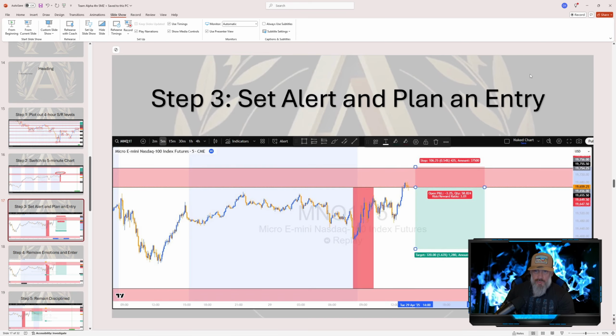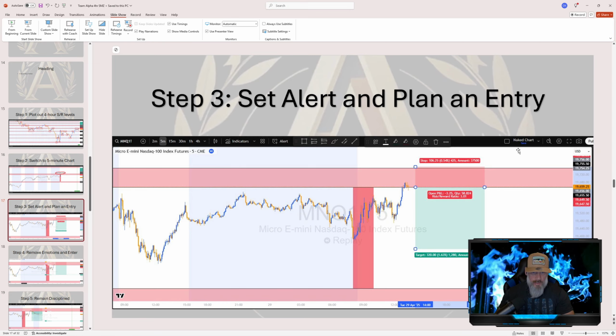And we are going to set alerts and plan an entry. In other words, I do not sit in front of my screen all day. If you're using TradingView, it's easy enough to set an alert at your zone. So if the price comes up and it's getting close to your zones, you're getting an alert on your phone.